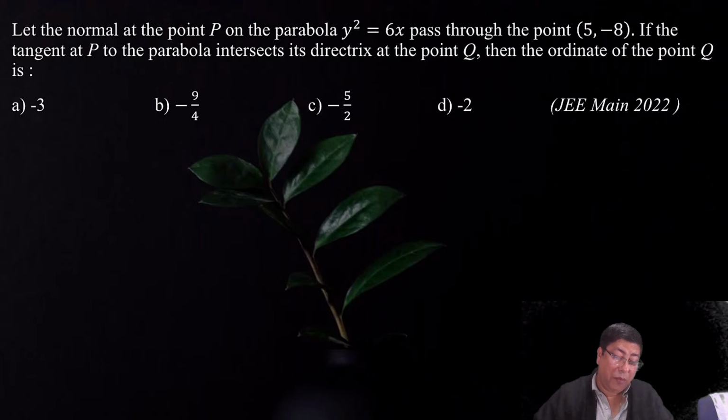Let the normal at the point P of the parabola y square equal to 6x pass through the point 5 comma minus 8. If the tangent at P to the parabola intersects its directrix at the point Q, so what is the value? What to do? So let us draw this. Let us draw the diagram.